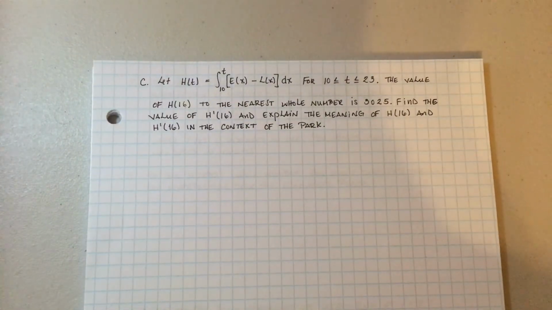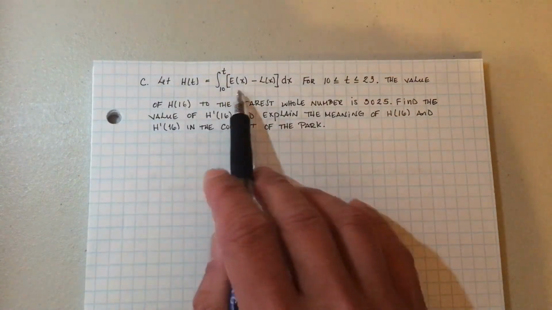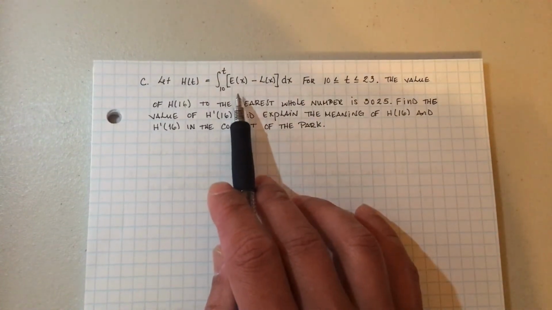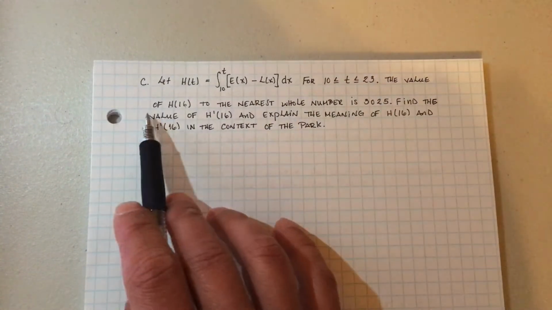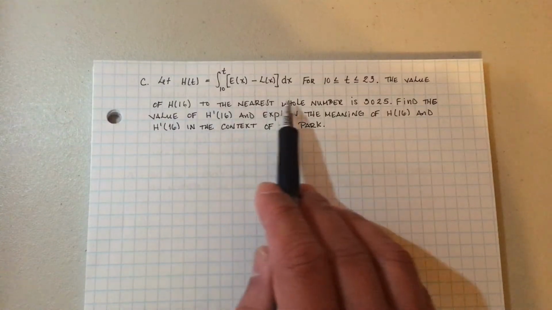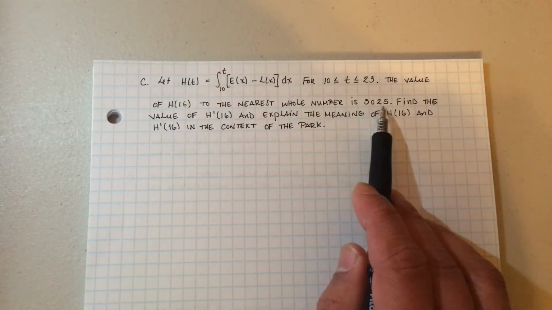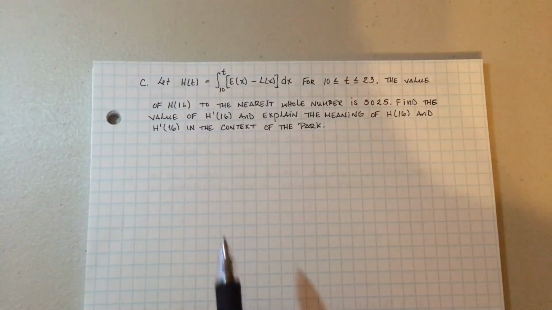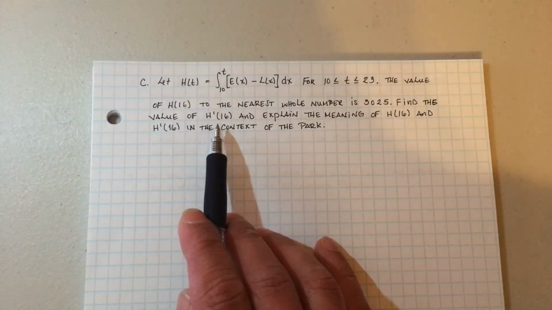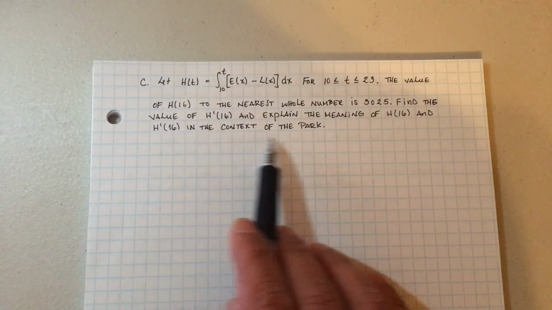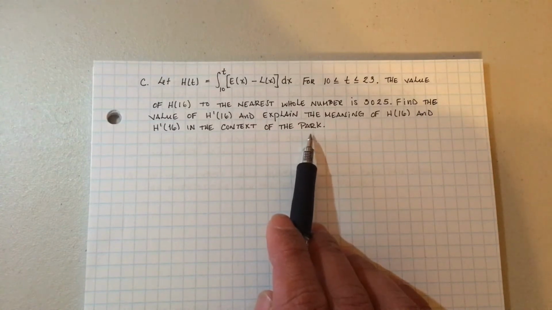It says let h of t be given, representing this relationship here. The value of h of 16 to the nearest whole number is 3025. It says find the value of h prime of 16, and explain the meaning of h of 16 and h prime of 16 in the context of the park.